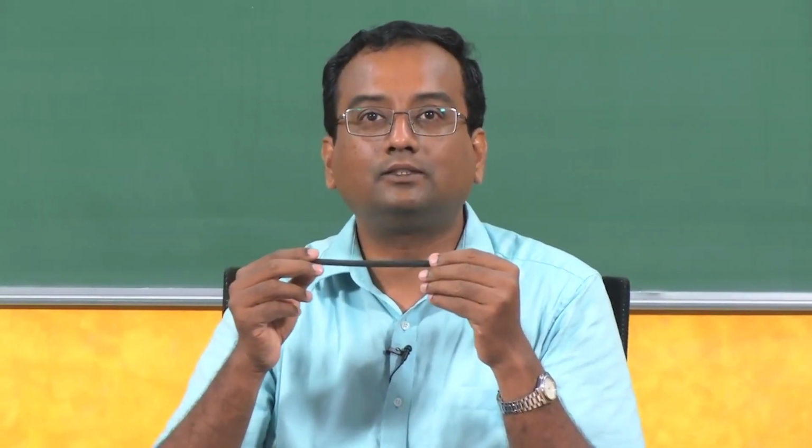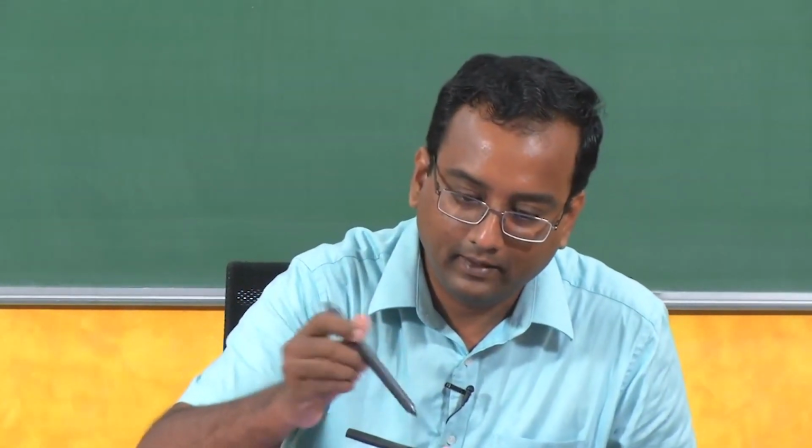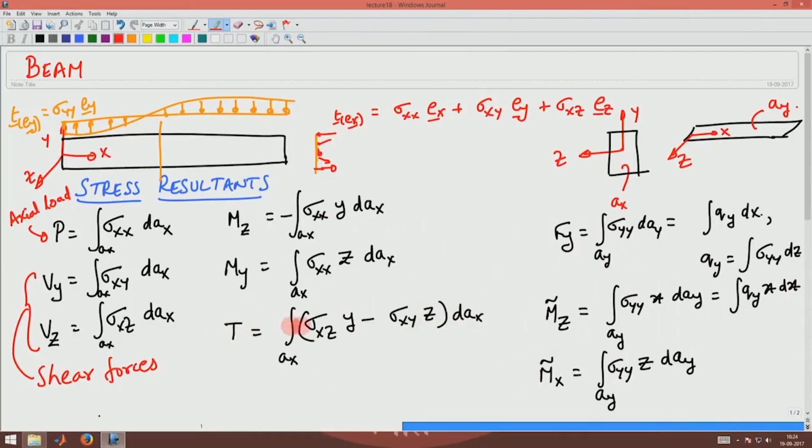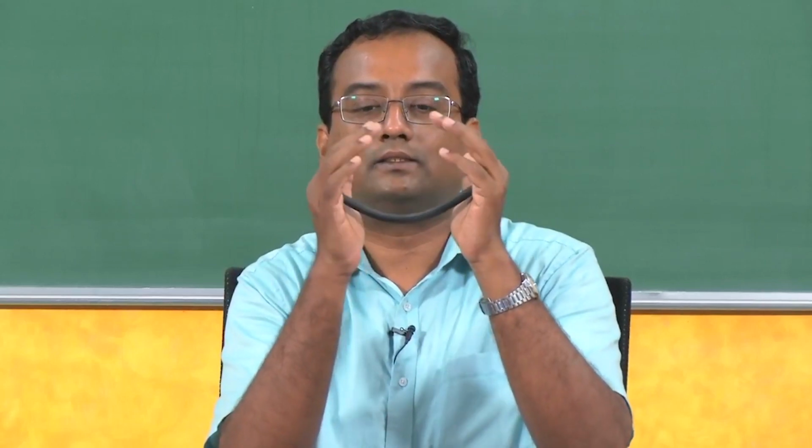Similarly, you have stress moment resultants. The torsional moment T is given by this expression here, and then you have the moment Mz acting along this direction, given by this expression here, and the moment My given by this expression here. So, basically this is y, this is x and this is z. The Mz moment will produce a deformation something like this.